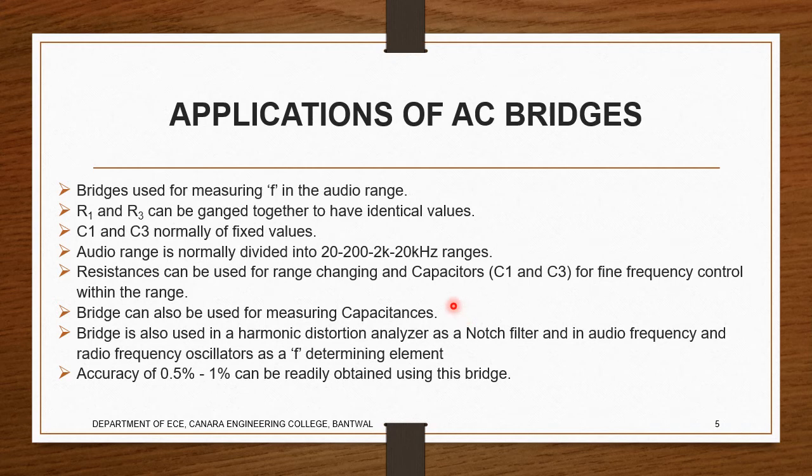And here the bridge can also be used for measuring capacitance. So we can find the capacitance value directly by using this bridge. If you know one of the factors like R and C1, you can find the other value C3. Or if we need to find C1, we can find the R value. Usually the bridge is also used in the harmonic distortion analyzer as a notch feature in audio frequency, and also for radio frequency oscillators as an F determining element.